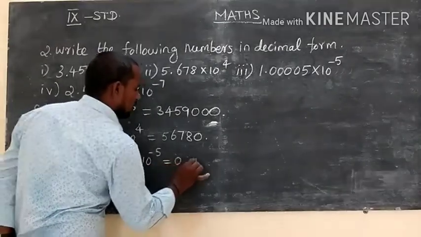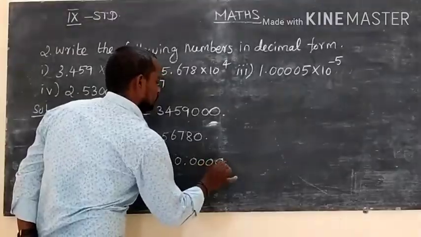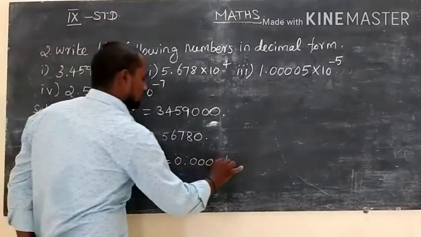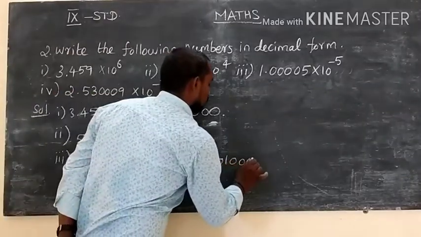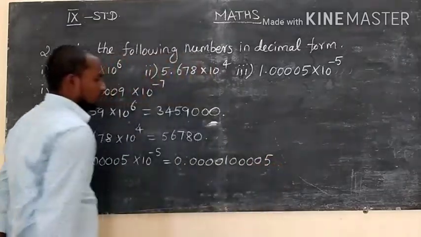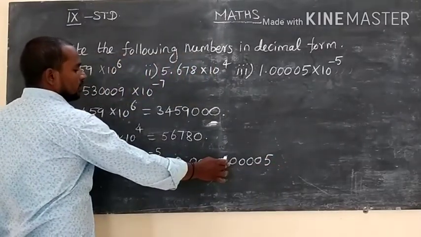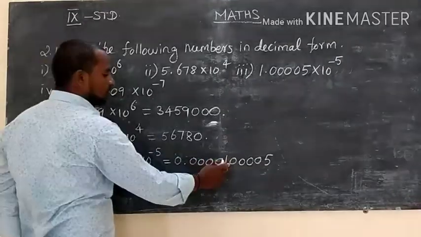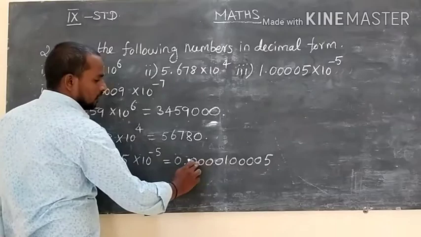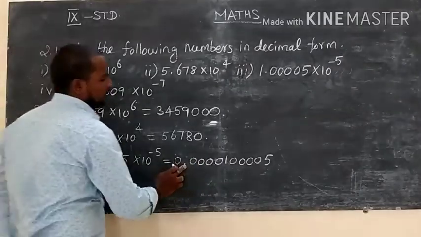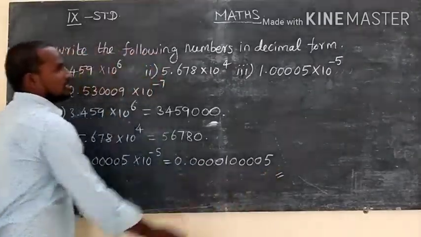So 0.0, 1, 2, 3, 4 zeros. Then 1, and 4 zeros, 5. Okay. So the whole decimal is here. So making the 5 exponent, 5 shifting 1, 2, 3, 4, 5. Here appears the decimal point. This is the right decimal number.